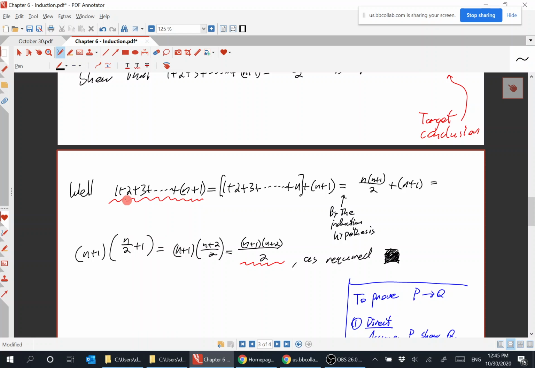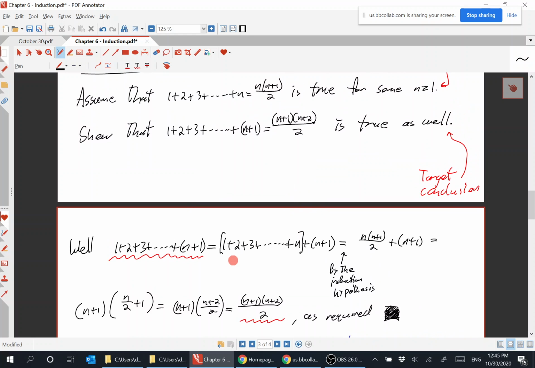Well, the sum of integers from 1 to n plus 1, what comes right before n plus 1 is n. So I've got the sum of the integers from 1 to n, and then I've got my n plus 1 there. Well, we assumed that the sum of the integers from 1 to n is equal to n times n plus 1 over 2. That assumption is called the inductive hypothesis. You have to say, by the inductive hypothesis, this is true. It's got to be used somewhere.